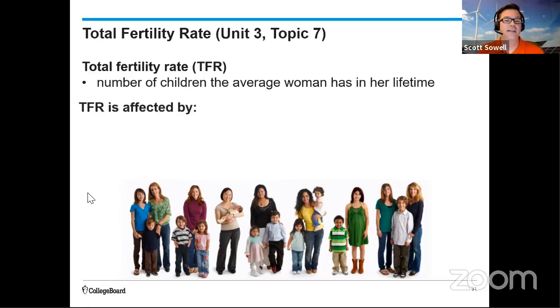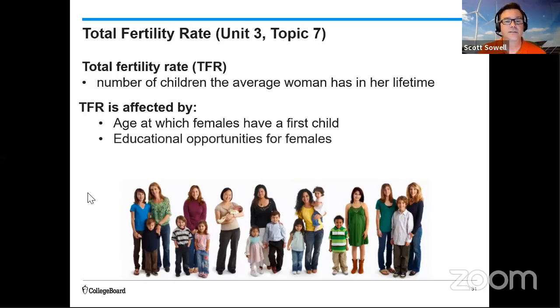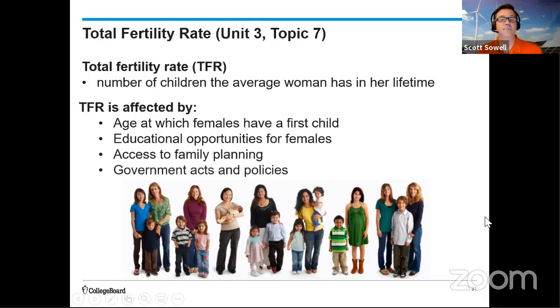So what might affect that? Well, you heard a lot of those things in the story, but the age at which females first have a child, what is culturally and socially the norm for that particular country. Educational opportunities, huge impact on total fertility rate. To what degree females are educated in that country. Access to family planning, government acts and policies. You may have heard about the one-child policy in China, for example. Other countries have other policies or acts or laws that might have been placed in terms of population control.